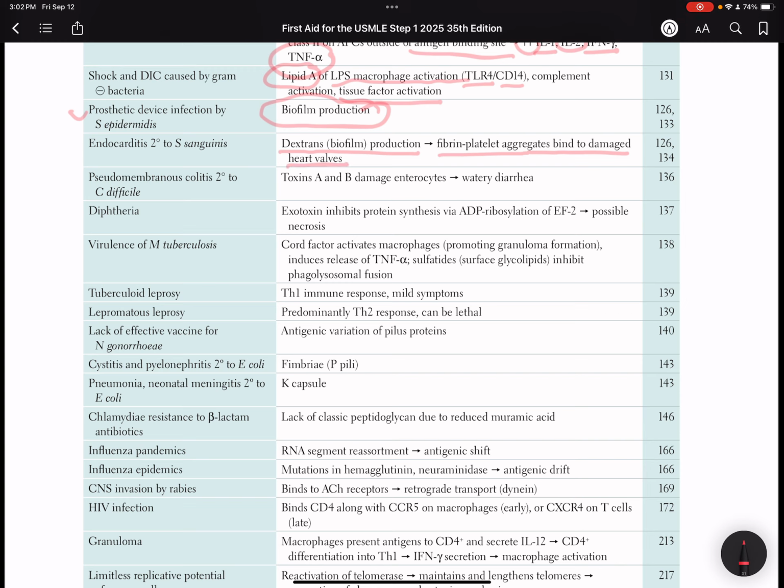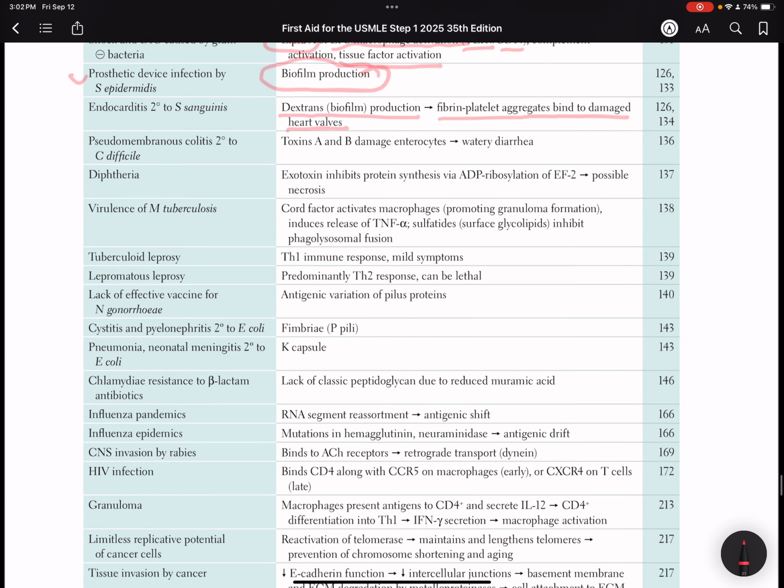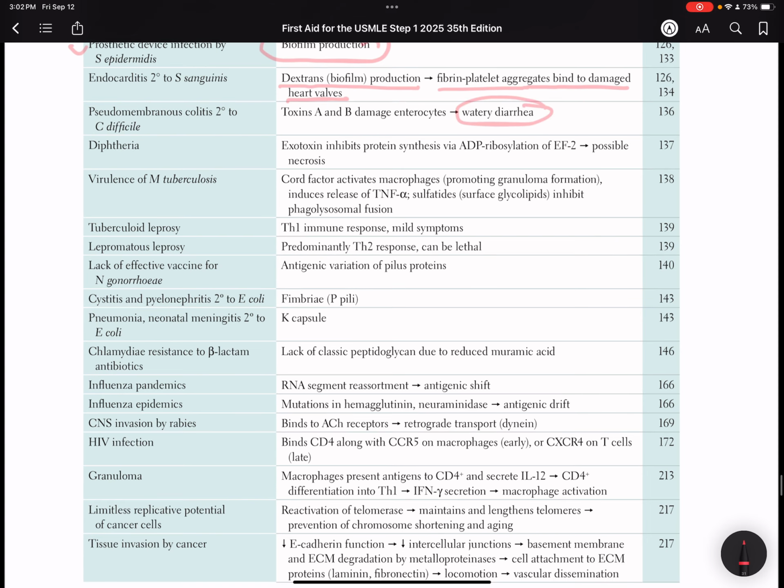So in endocarditis, you have fibrin platelet aggregate binding to damaged heart walls. Next is pseudomembranous colitis secondary to C. diff. Toxin A and B damage enterocytes causing watery diarrhea. Next condition is diphtheria. Diphtheria is caused by exotoxin when it inhibits protein synthesis via ADP ribosylation of EF2, leading to possible necrosis.